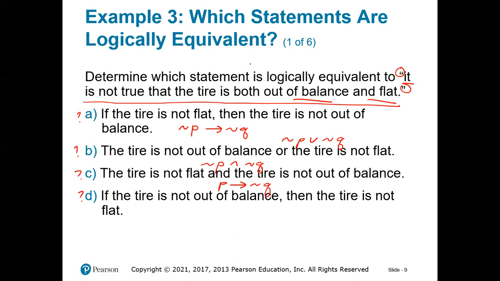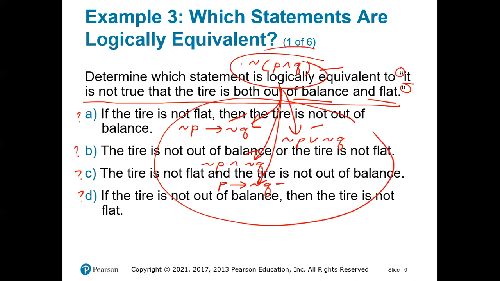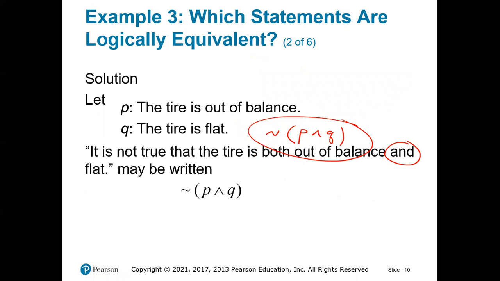And this one here says it is not true that the tire is both P and Q. So this statement, is it equivalent to this one here, or to this one here, or to this one here, or to this one here? So it's a long exercise. What we're going to do, we are going to build a truth table of this one here, and this one, and this one, and this one, and see which one of these truth tables matches this one here. It's pretty straightforward. So we're going to do the truth table.